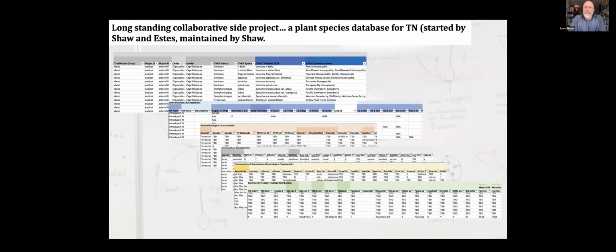The other thing I want to tell you about is independent of the atlas and specimen digitization. At the time, Dwayne Estes and I had been tinkering with a database of the plants of Tennessee and filling in this database for all of these kinds of characters. Once we got close to thinking about a two-state atlas, I added those about 300 species for Kentucky into this Excel spreadsheet. Through the years, we've been keystroking in all kinds of data.